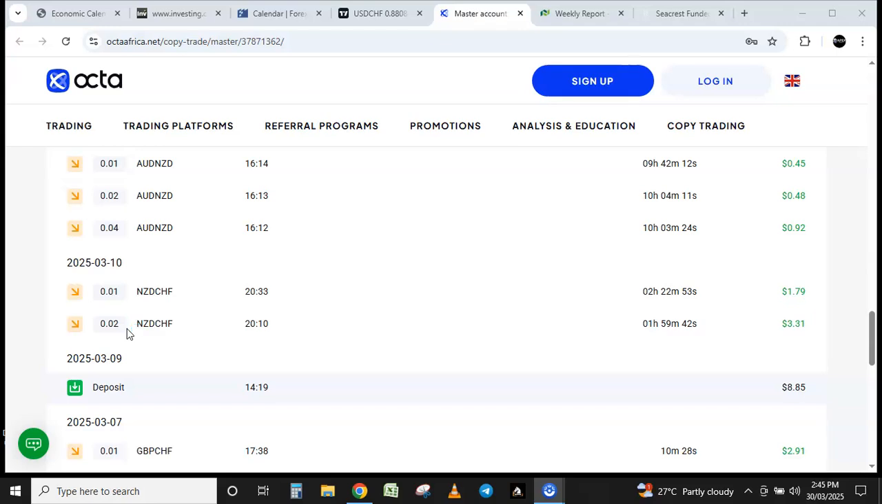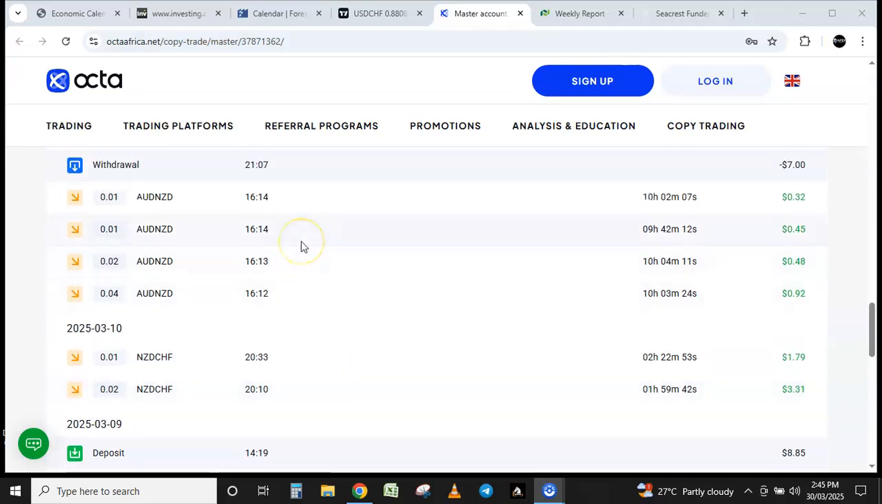So the next trade started on the 10th, which happened to be Monday. We found an opportunity on that Monday to sell NZD CHF, which we sold. We sold two trades. Then the next trading opportunity came on Tuesday. We found an opportunity to sell AUD NZD. That's AUD NZD, we also sold. It came out positive.